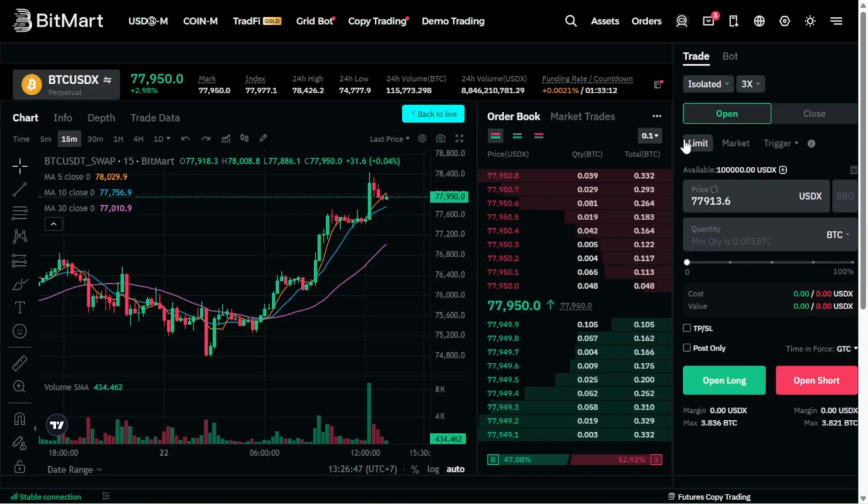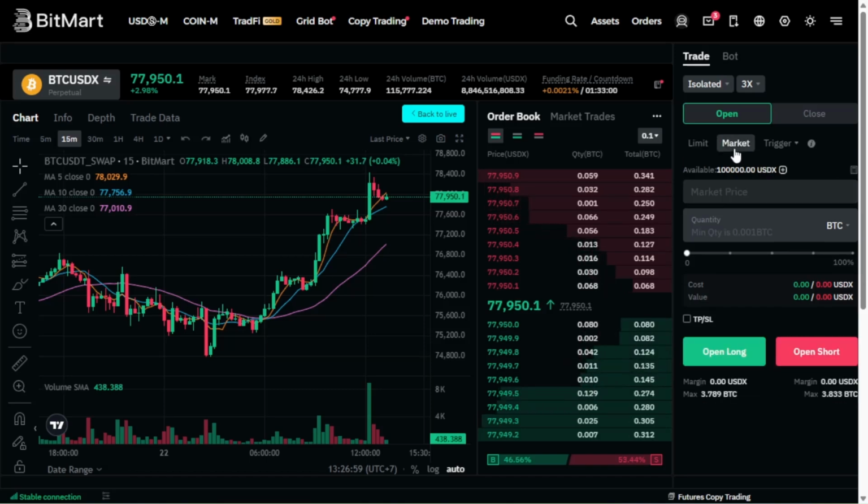A limit order lets you choose the exact price you want to buy or sell at. Your order will only get filled if the market reaches that price, giving you more control over your entry or exit.